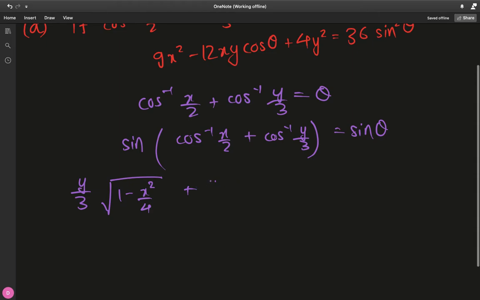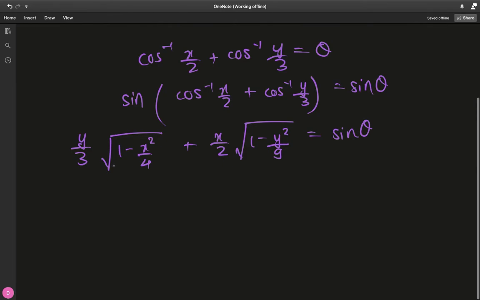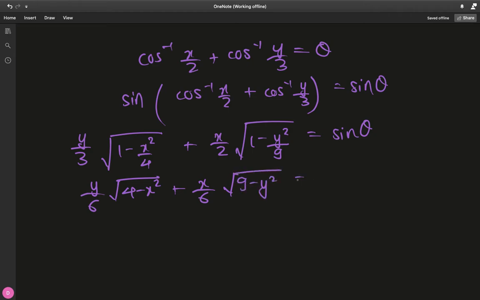now just reverse whatever was inside the square root and what was outside. So x over 2 outside times square root of 1 minus y squared over 9 is equal to sine theta. Taking a common denominator, we'll have 2 come out with the 3, so y over 6 times square root of 4 minus x squared plus x over 6 times square root of 9 minus y squared equal to sine theta.